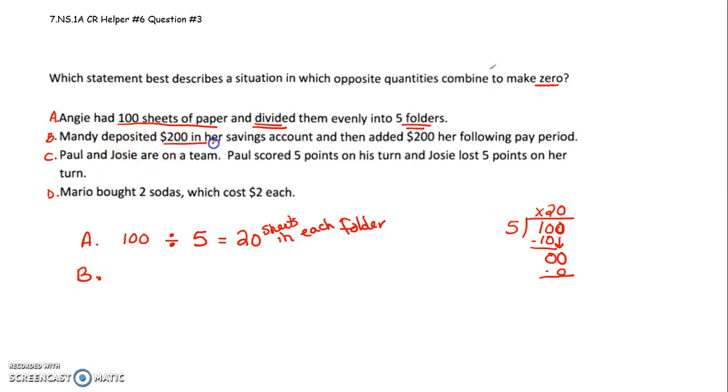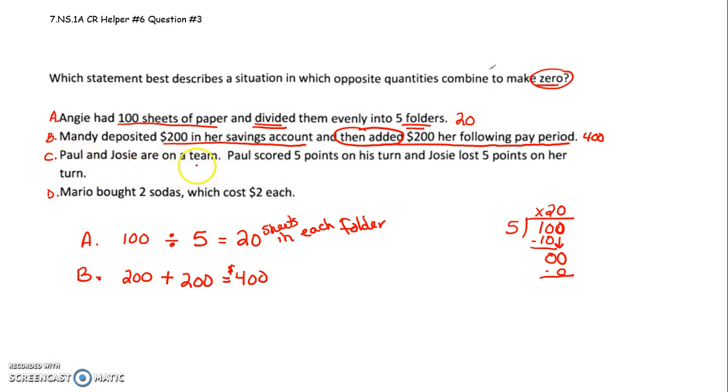Mandy deposited $200 in her savings account, then added $200 her following pay period. Okay, so if you deposit money into your savings account, that's a positive quantity. So you put $200 in, then added means we're going to add in an extra $200. Well, guess what her savings account is now up to? 200 plus 200. She now has $400 cash in that savings account. Does that combine to make 0? No. Certainly not. Let's try the next one.